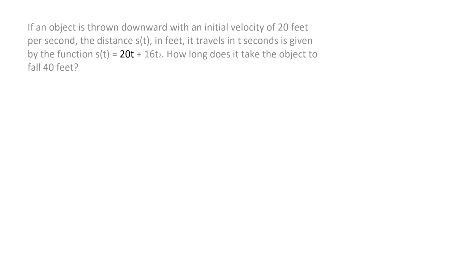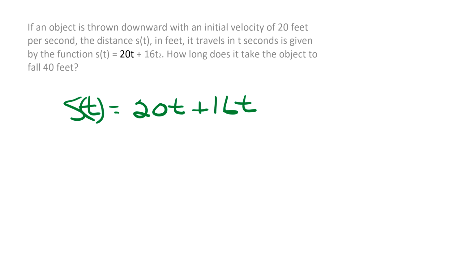All right, so what is this saying? So an object is thrown downward with initial velocity of 20 feet per second, represented by that 20 times t. The distance, s of t, in feet it travels in t seconds, is given by this function. So we know that the function is s of t equals 20t plus 16t squared. Note here that the t is lowered, so it needs to be raised to the second power. That's just how it printed. So that's really t to the second power.